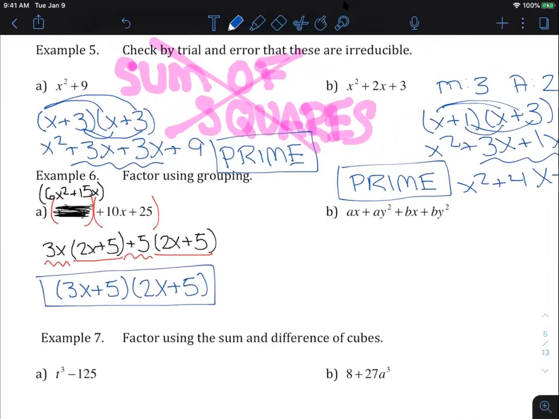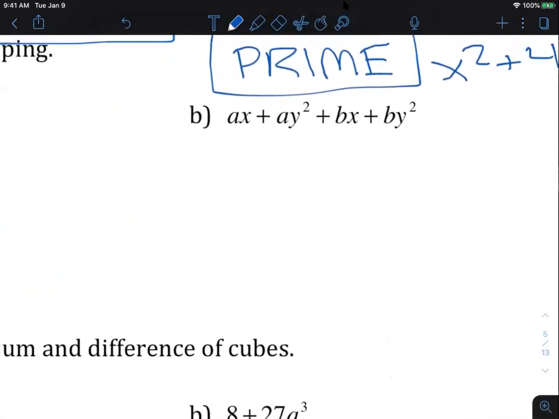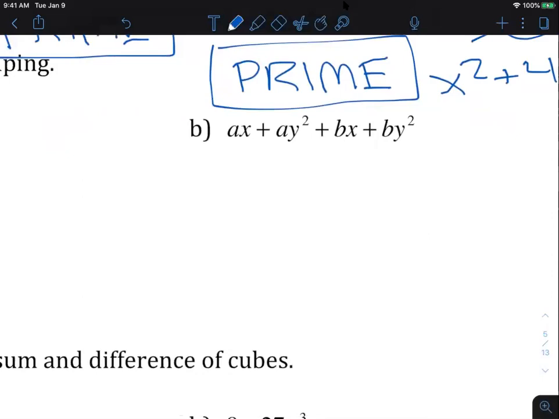All right. The next one does work. I'm going to go ahead and do it with you just because you might be like, oh my gosh, there's a bunch of letters. You do exactly the same thing. It does not matter that it is all letters. So you're going to go ahead and group the first 2, and you're going to group the last 2.